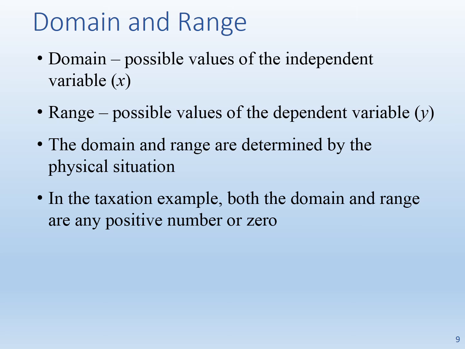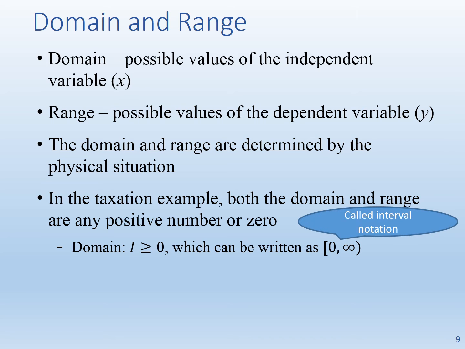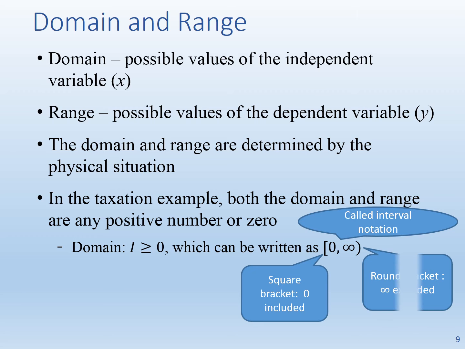In our taxation example, our income would have to be positive or zero, as is our tax. So our income is greater than or equal to 0, which can be written as [0, ∞). That's called the interval notation. And we'll notice there that we've got a square bracket. It's not a misprint there. The square bracket means that the 0 is included, and the round bracket means that infinity is excluded.